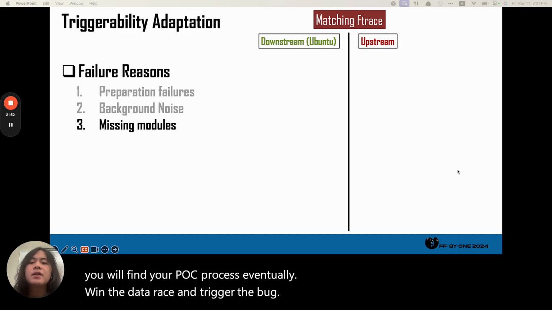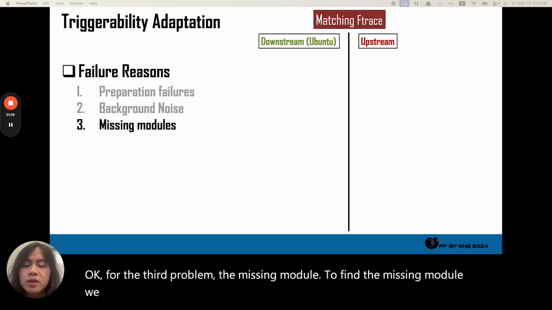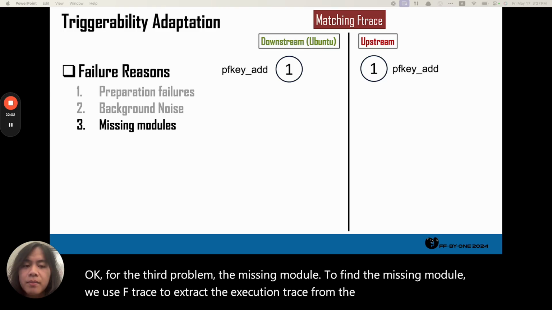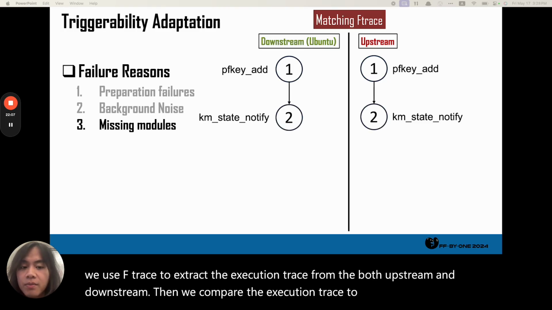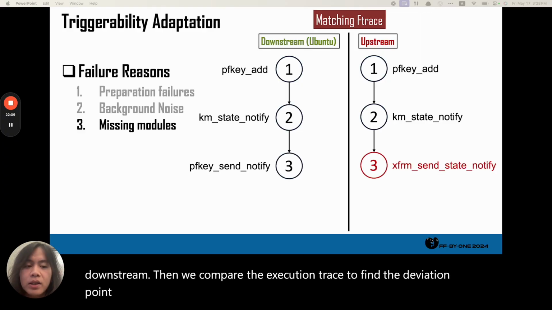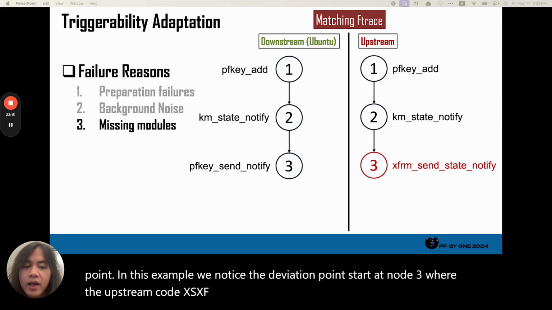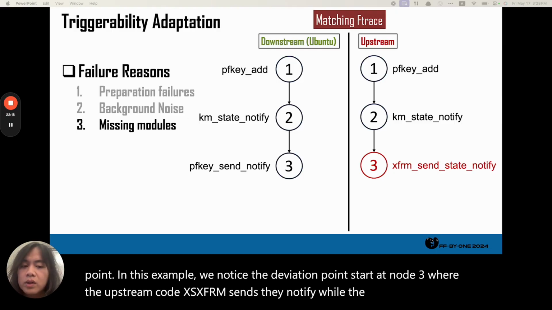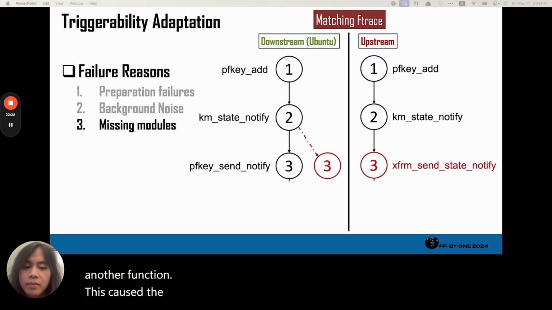Okay, for the third problem, the missing module. To find the missing module, we use ftrace to extract the execution trace from both upstream and downstream. Then we compare the execution traces to find the deviation point. In this example, we notice the deviation point starts at node 3, where the upstream called xfrm_send_state_notify, while Ubuntu calls another function. This caused Ubuntu to fail to trigger the bug.